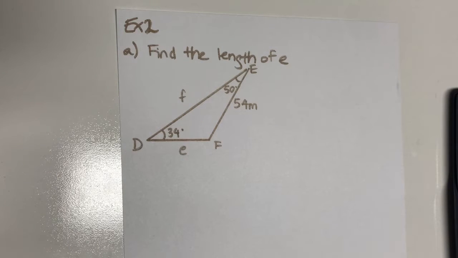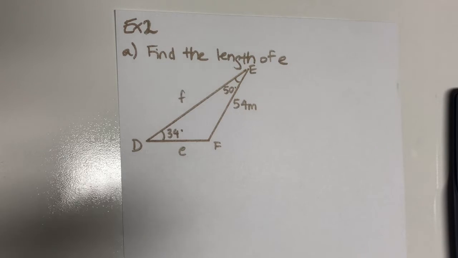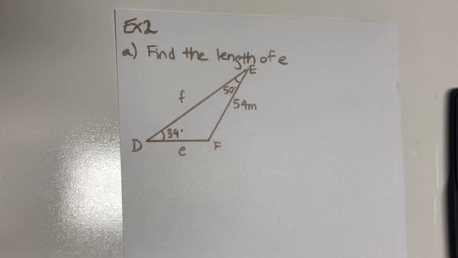All right, so this example asks us to find the length of E. And I've copied the triangle down onto my paper, which you need to do every time when we're working with trigonometric questions. It's good to have the diagram in front of you. I notice that it's not a right angle triangle, so I can't use SOHCAHTOA.